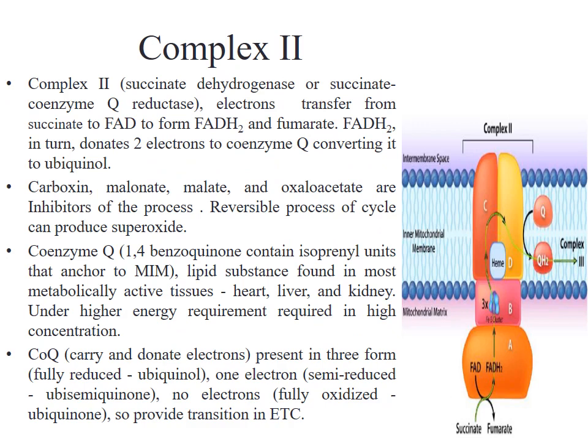Complex 2, which is also called succinate dehydrogenase or succinate coenzyme Q reductase. Electron transfer from succinate to FAD to form FADH2 and fumarate. FADH2 in turn donates two electrons to the coenzyme Q, converting it to the ubiquinol, which is the state as I explained to you in the last slide. Carboxin, malonate, malate, and oxaloacetate are the inhibitors of this complex 2.